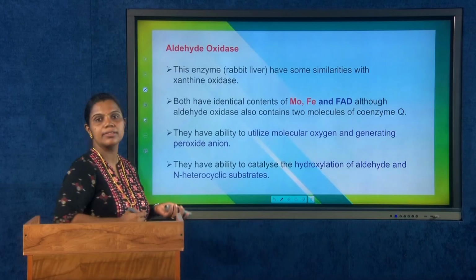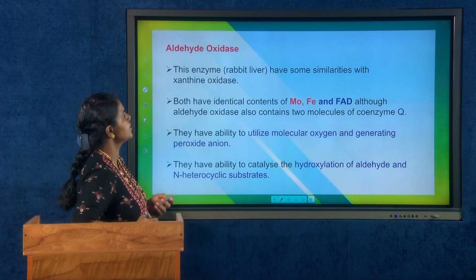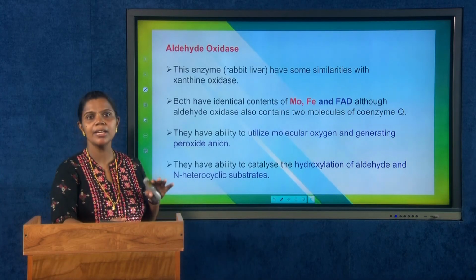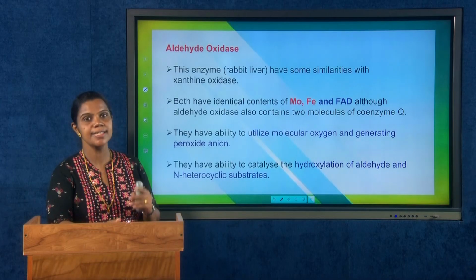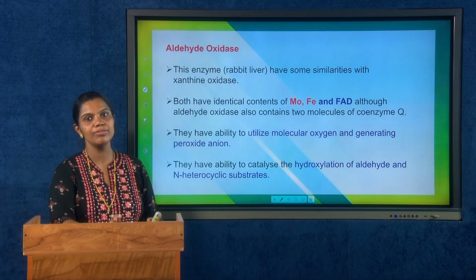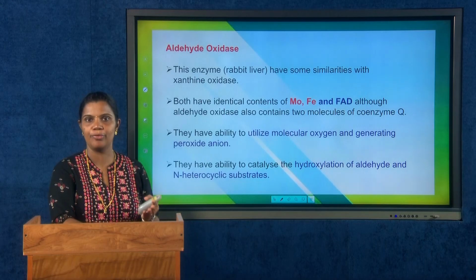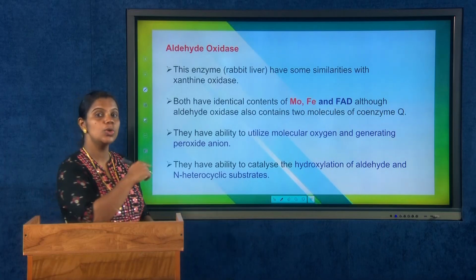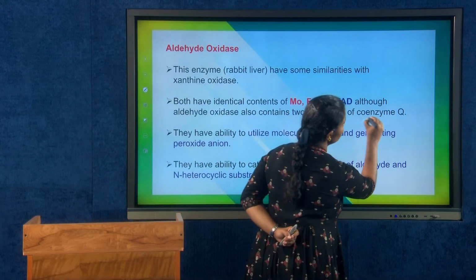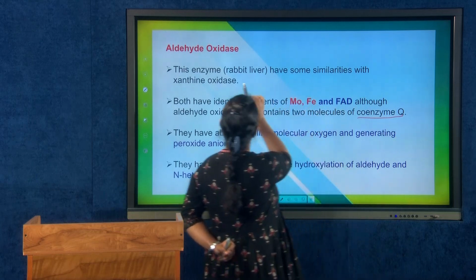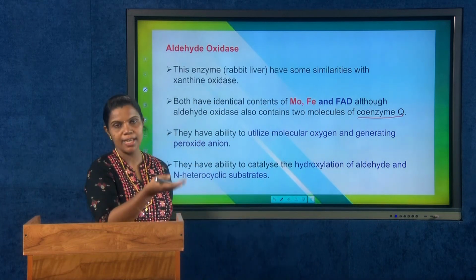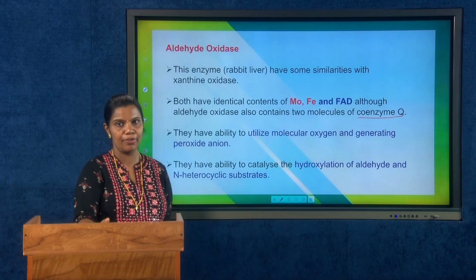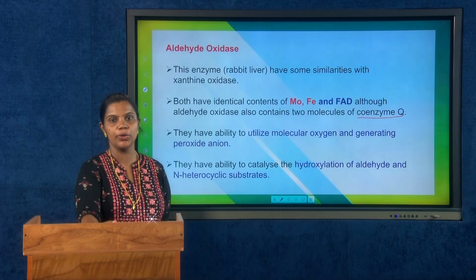Now, let us see another enzyme, that is the aldehyde oxidase enzyme. This enzyme is present in the rabbit liver and it has certain similarities with the xanthine oxidase. Both have molybdenum and iron and FAD, although aldehyde oxidase also contains 2 extra molecules of coenzyme Q. It is present in rabbit liver. It has certain common features with the xanthine oxidase. It contains molybdenum ion and FAD along with coenzyme Q.